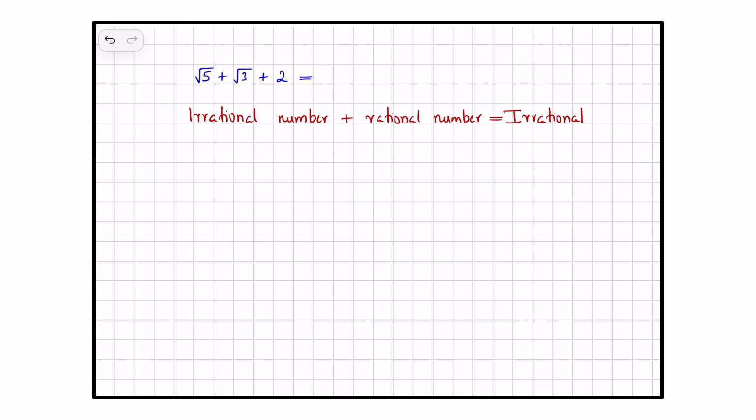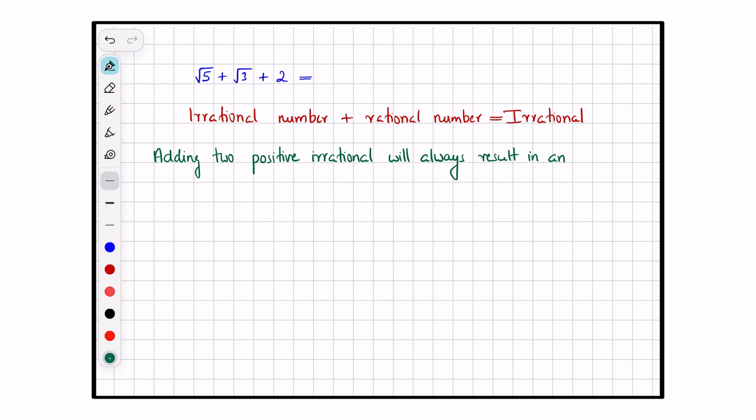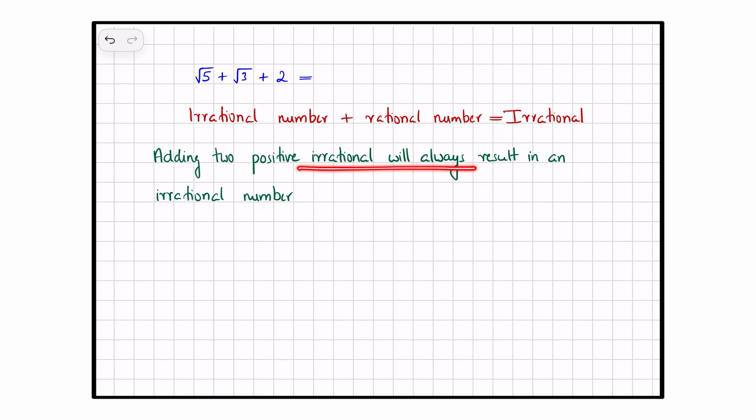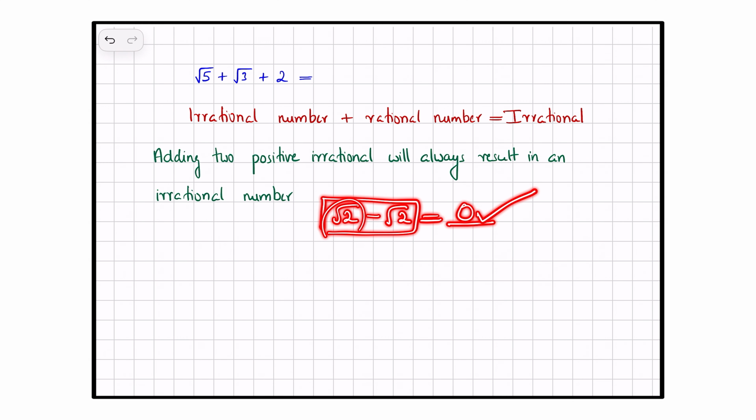If you are adding an irrational number with a rational number, it will always be irrational. Further to keep in mind is that adding any two positive irrational numbers will always result in an irrational number. Note, it has to be two positive irrational numbers. We can have a case that root 2 minus root 2 is equal to 0, and that is a rational number. So it has to be addition of two positive irrational numbers.